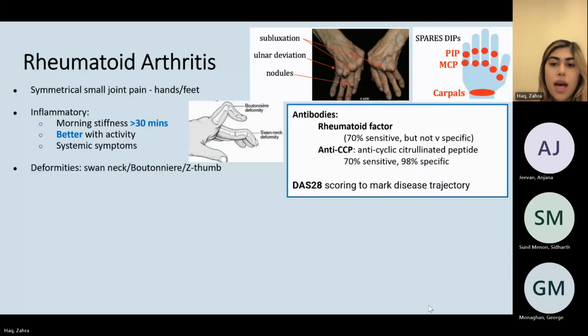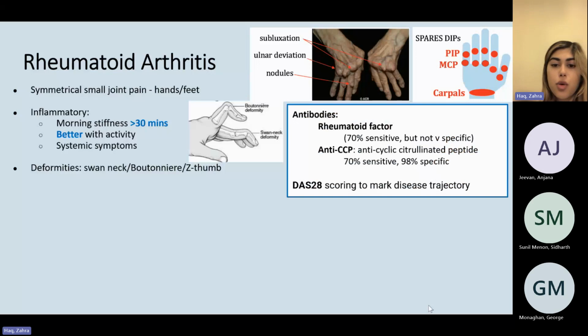In terms of antibodies, rheumatoid arthritis is associated with certain antibodies present in the blood, namely rheumatoid factor, which is positive in 70% of patients. So it is sensitive. However, it can be raised in other inflammatory conditions. However, anti-CCP, or anti-cyclic citrullinated peptides, are very sensitive, and they're also very specific. So if a patient does have anti-CCP in their blood, it is very likely that they do have rheumatoid arthritis.